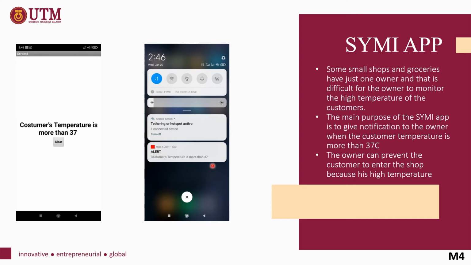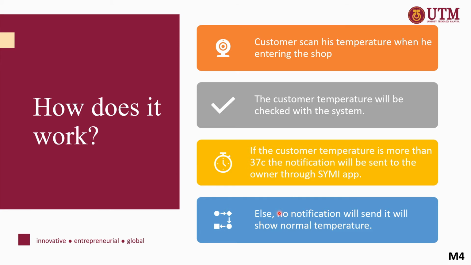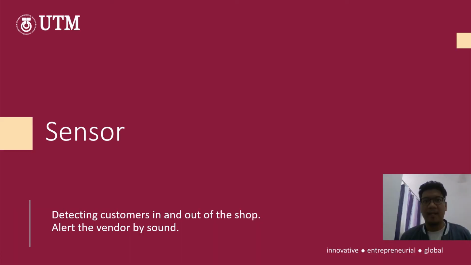So as you can see, when the customer enters the shop and his temperature is more than 37, the owner will receive an alert notification like this. So these are the steps. First, the customer will scan his temperature. Then, if the customer's temperature is more than 37, the notification will be sent to the owner through the Semi app.